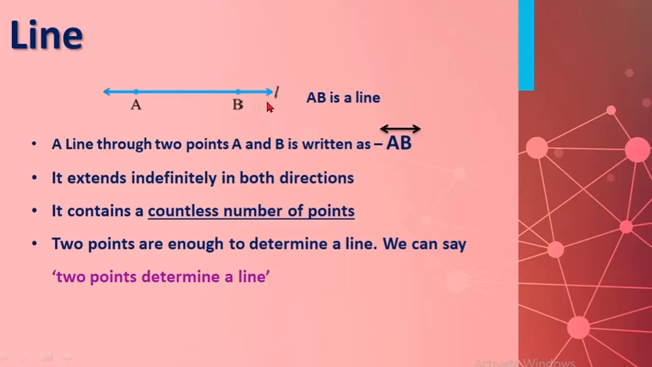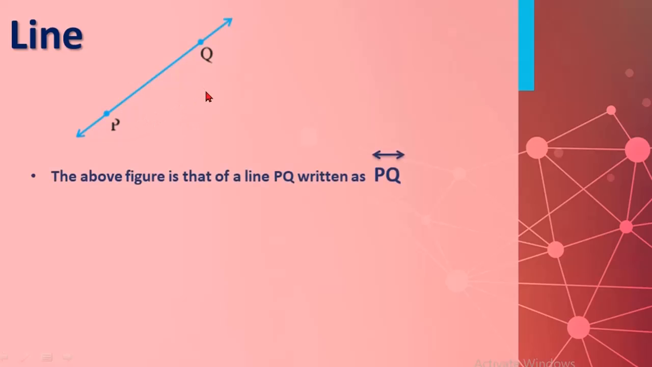So like this also we can name the line with a single small English alphabet. Here it is L. So let's see, this is another line. What is the name of this line? Of course, you must know that this is the PQ line. So the above figure is that of a line PQ, and there is a both side arrow mark, which says that it is a line.